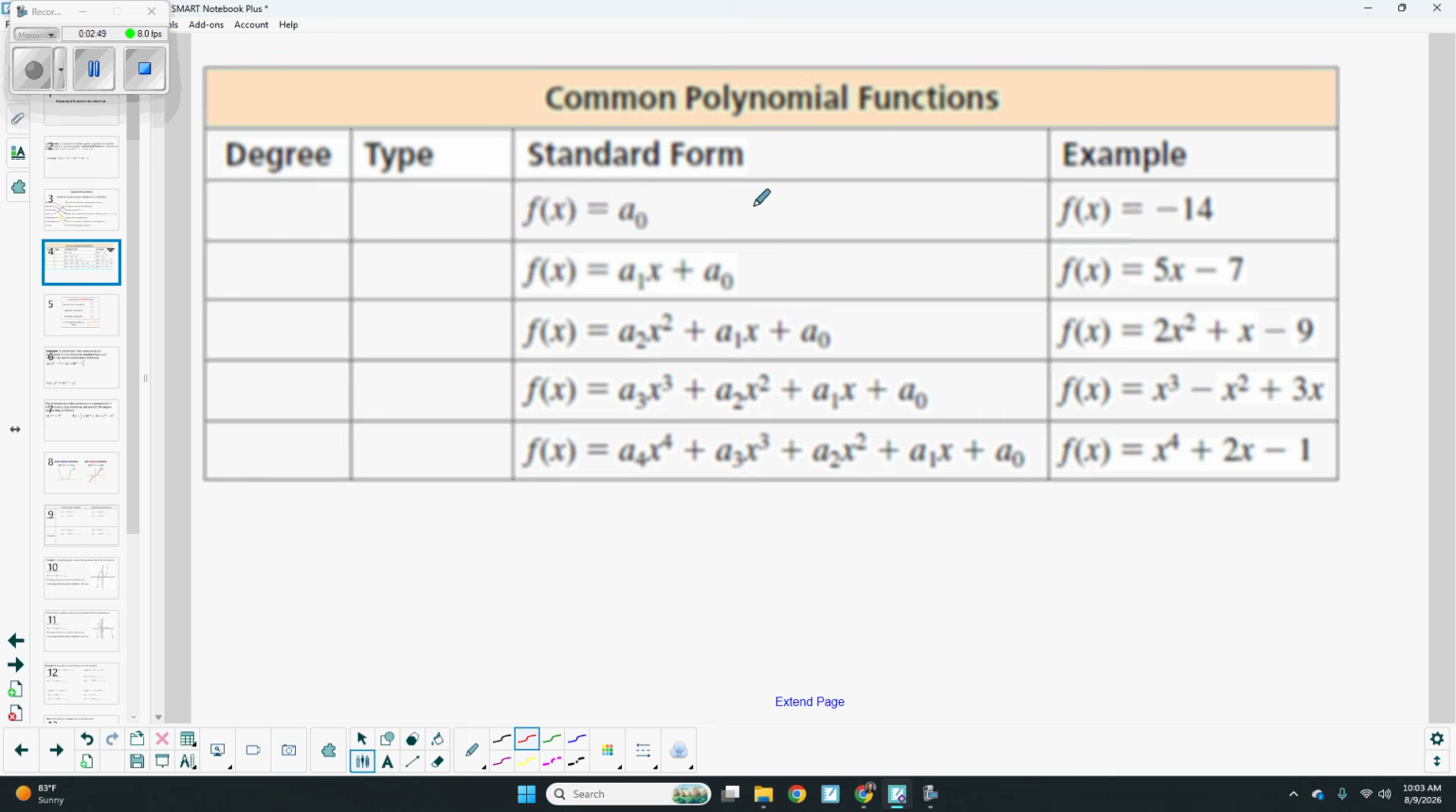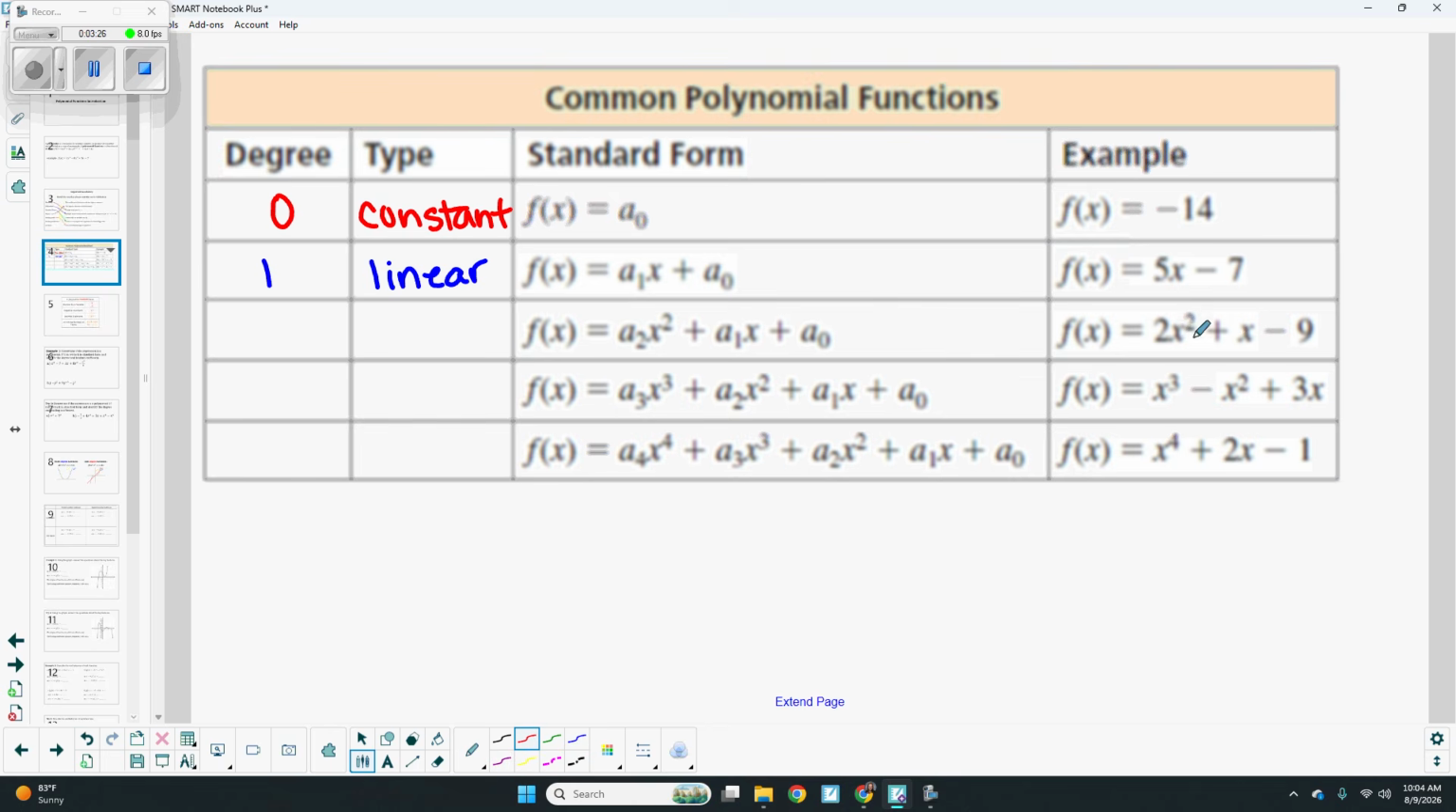All right, so here's some examples. If we just have a number, no variable at all, we call that a constant, and the degree is 0. There's no exponent on our variable because there is no variable. It would have had to be negative 14 times x to the 0, because x to the 0 is 1. That's the only way the x goes away. If you have something with an x to the first power, that would be a degree of 1, and we would call that linear. Linear functions all have exponents of 1 for the variable.